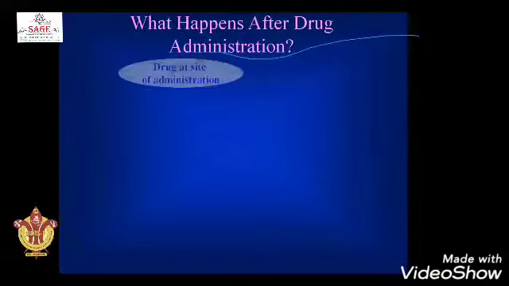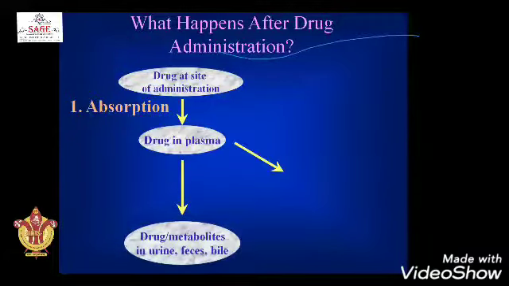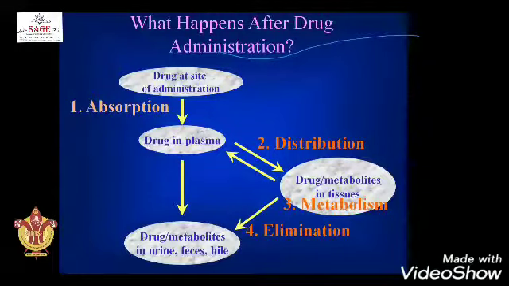There are, as I told you, four processes after the administration of the drug: absorption, distribution, metabolism, and elimination. So what happens after the administration of the drug? First, the drug will be delivered to the site of administration, right? Then from there it will absorb and reach into the blood. As I told you, whatever route of administration you use, the drug will first go into the plasma or blood, right? Blood will be the carrier to carry the drug to the particular organ, right?